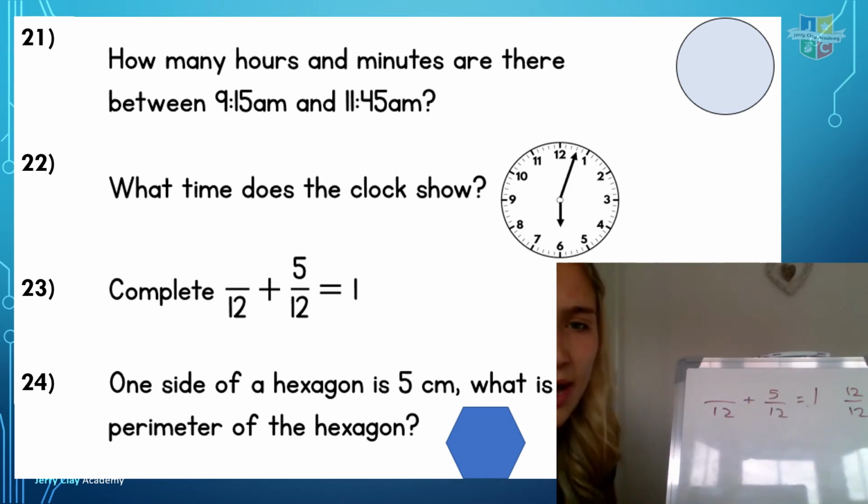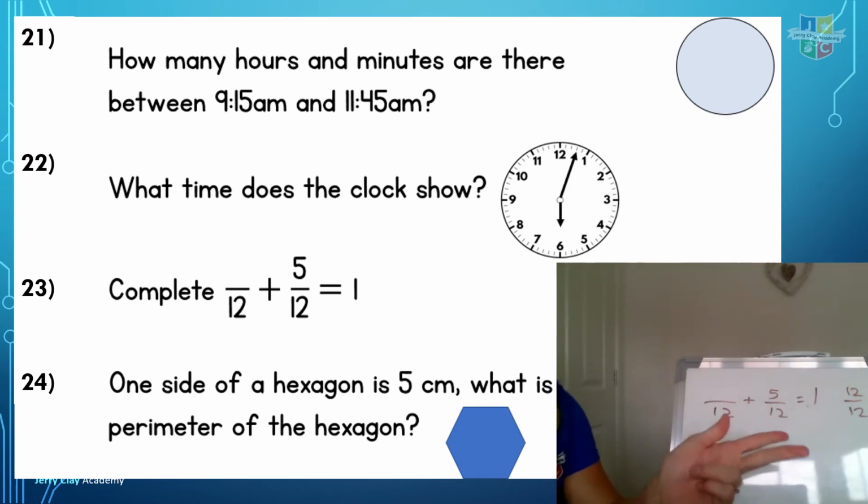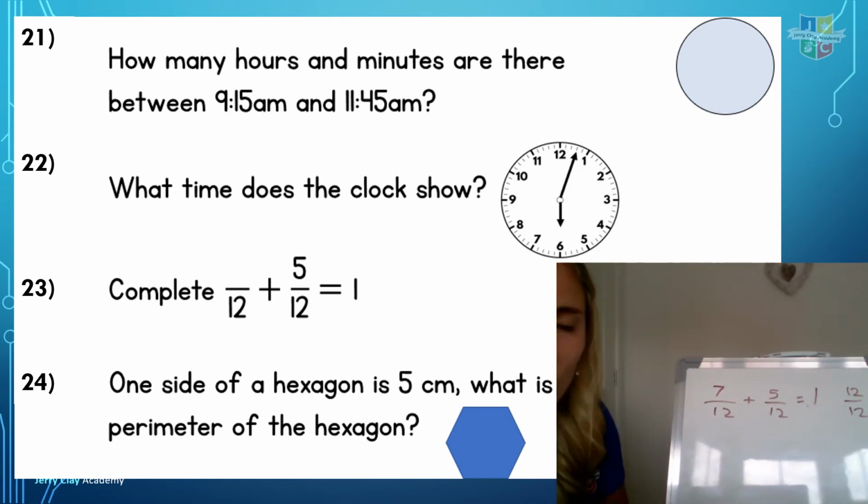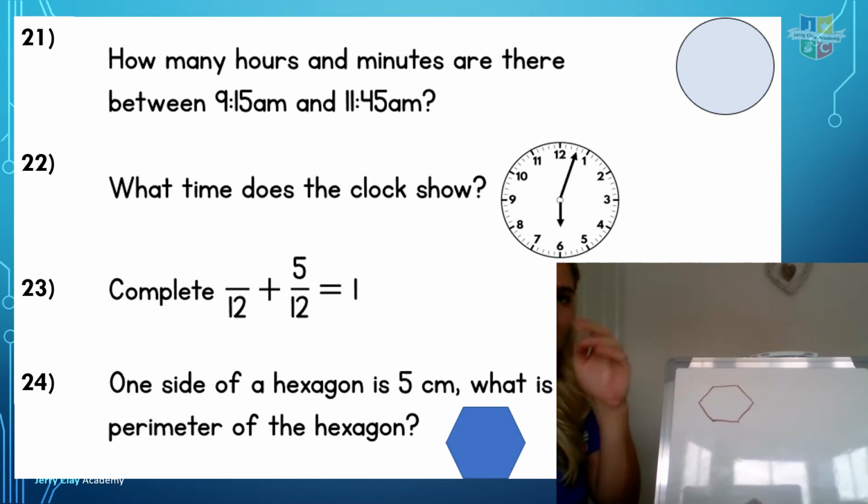Well, I could take it away. 12, 11, 10, 9, 8, 7. So you should have said 7 twelfths. You add 7 twelfths to 5 twelfths to get 12 twelfths or 1 whole.